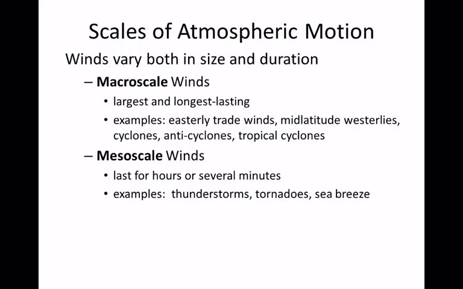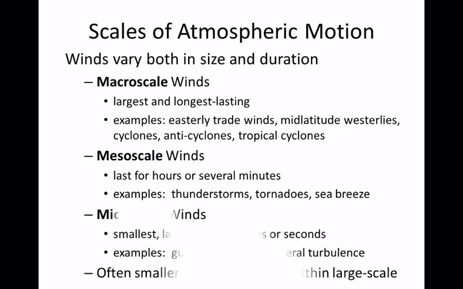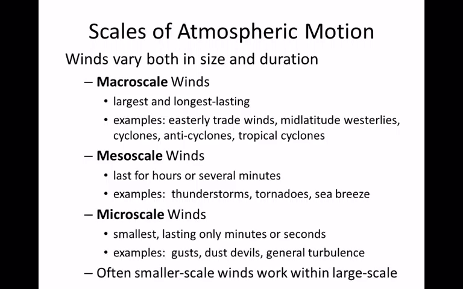Examples of mesoscale winds would be our thunderstorm systems, tornadoes, which are smaller than the thunderstorms, sea breezes. We'll talk about sea breeze again. And then kind of going down in scale, we have our microscale. Microscale means that both they're small, they don't cover much area, and they don't last very long.